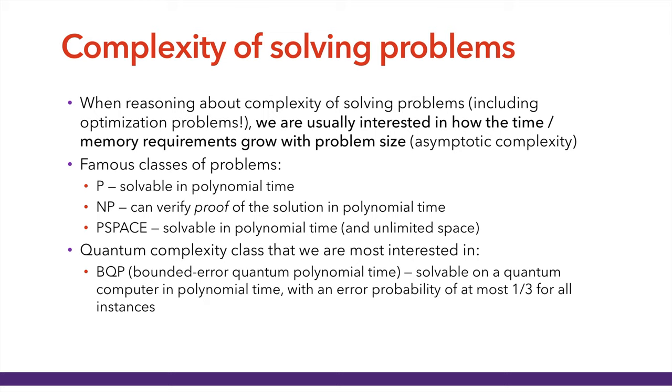On the quantum side, the complexity class that we are most interested in is BQP, bounded error quantum polynomial time, which includes problems that are solvable on a quantum computer in polynomial time with an error probability of at most 1/3 for all instances. And it is, for our purposes, roughly the equivalent of the classical P class.